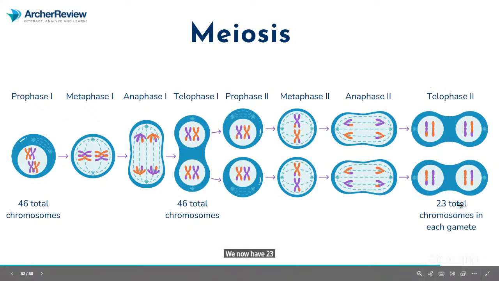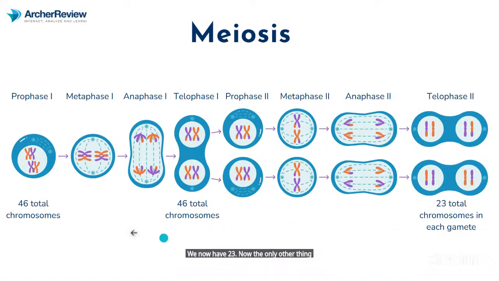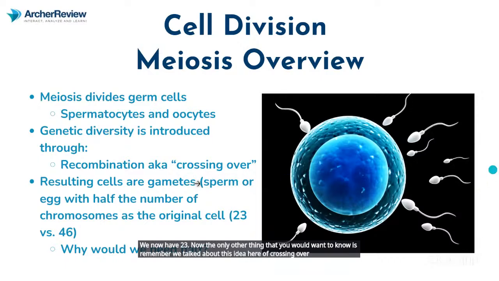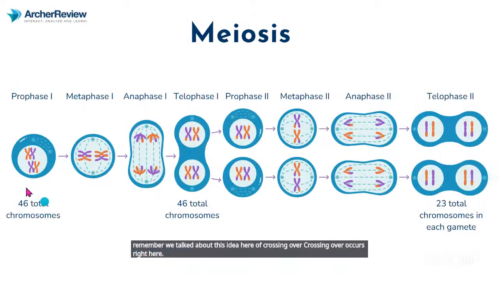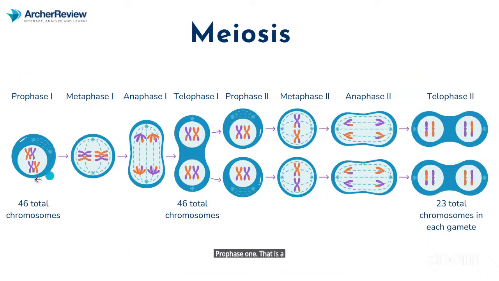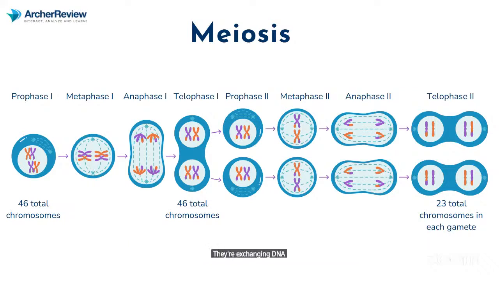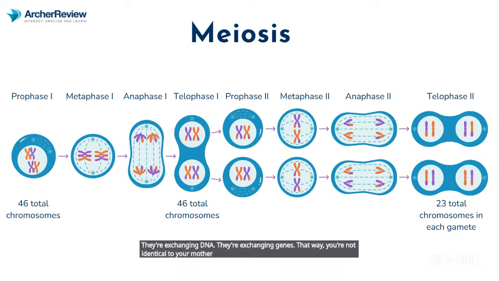Now, the only other thing that you would want to know is, remember we talked about this idea of crossing over? Crossing over occurs right here, prophase 1. That is a question you could easily get asked on the TEAS. Where does crossing over occur? Prophase 1. What happens in crossing over is essentially, you could think of your chromosomes as going through Go Fish. They're exchanging DNA, they're exchanging genes. That way, you're not identical to your mother or your father or your brother or your sister. That exchange process occurs there.